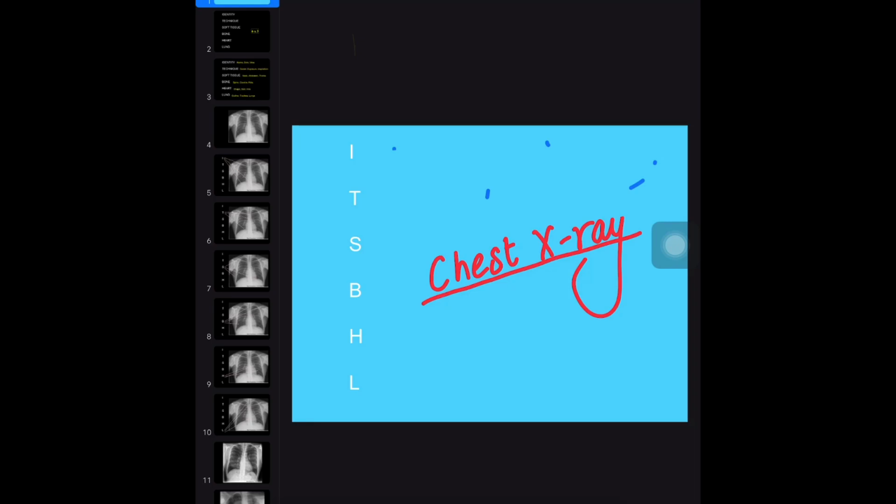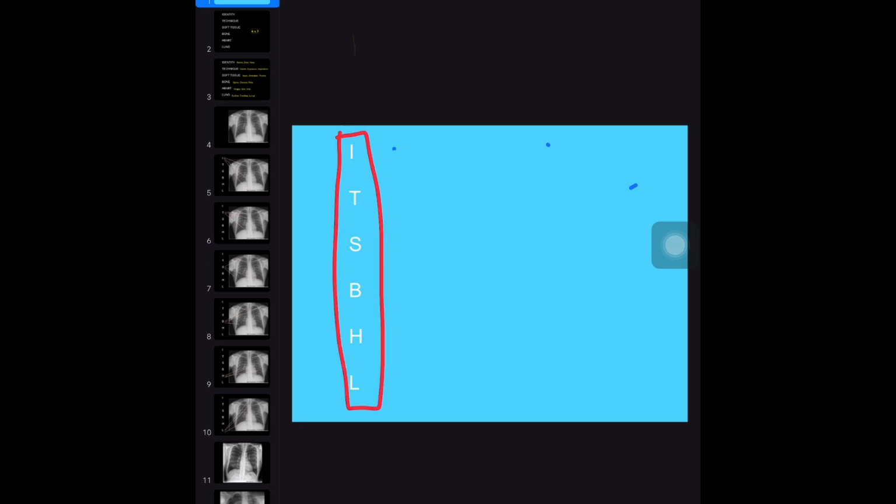Hello everyone, today we are going to study how to read the chest x-ray. So let's go with the topic. For reading the chest x-ray, we have to know about six things. The letters I, T, S, B, H, L, and then we have to know three things about each, and we have to see all these things in the chest x-ray so that we will not miss anything and can read the chest x-ray confidently.